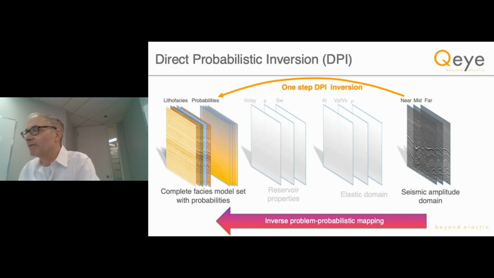So how do we resolve this? Well, this DPI process at QI goes from the input gathers directly to the lithofacies and probabilities. And now instead of one solution, we have a complete model set. And in addition to that, each lithofacies solution has its probability. So it's a one-step process.